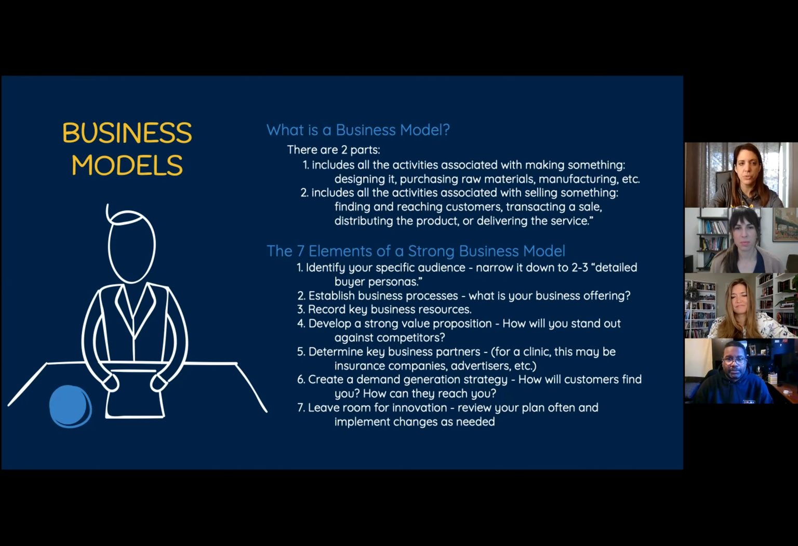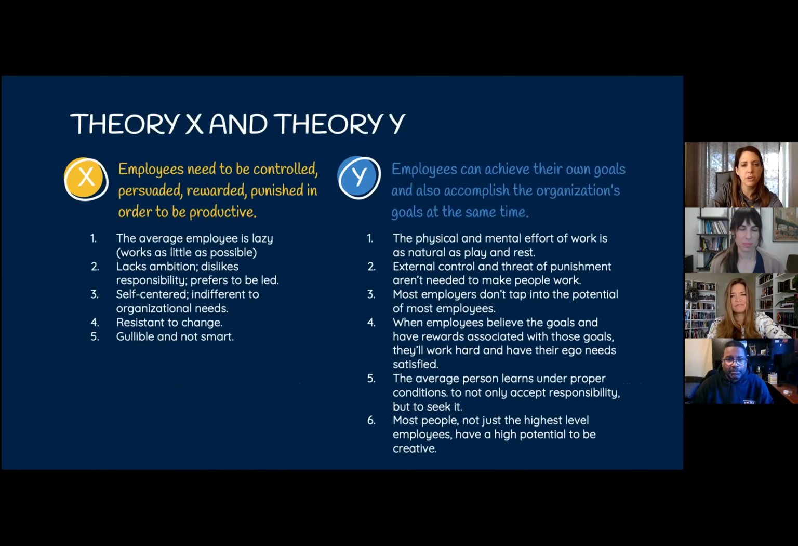Module 2 had some different articles and videos about Theory X and Theory Y. Theory X was a popular belief in the 1950s among managers. It basically stated that people needed to be controlled, persuaded, rewarded, and punished in order to be productive employees. Theory X states that employees are lazy, lack ambition, dislike responsibility, and prefer to be led. So they're self-centered, resistant to change, and generally just not smart.